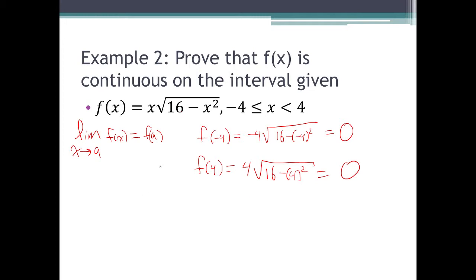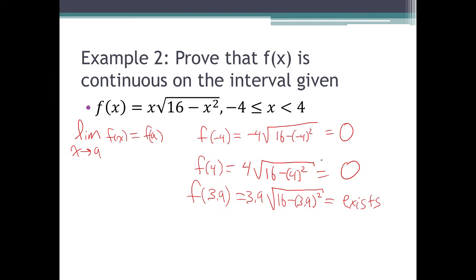Let's consider, if a is less than 4, for example 3.9, then we would get 3.9 times the square root of 16 minus 3.9 squared. Will this number exist? Yes, this number exists. The actual number doesn't matter, I just need to know if it exists. How do I know it exists? Well, 3.9 squared is going to be less than 16. I can say the same thing for 3.8 squared, 3.7 squared. Basically, any number less than 4 is going to be less than 16. So this square root will always exist.